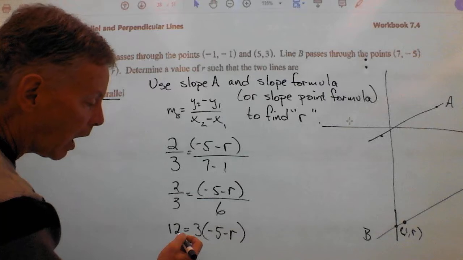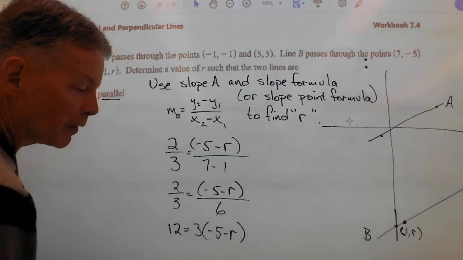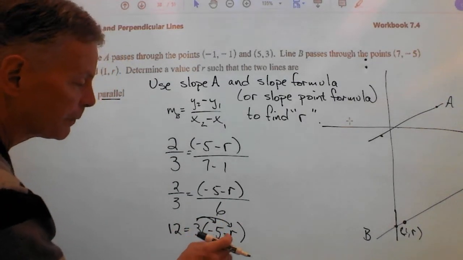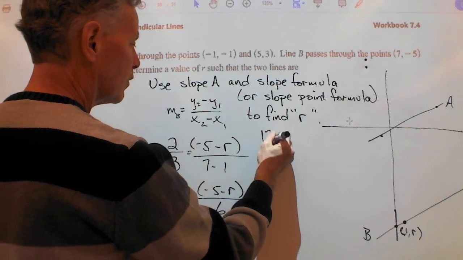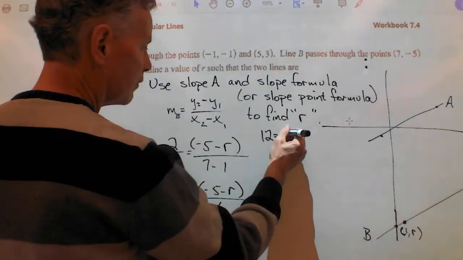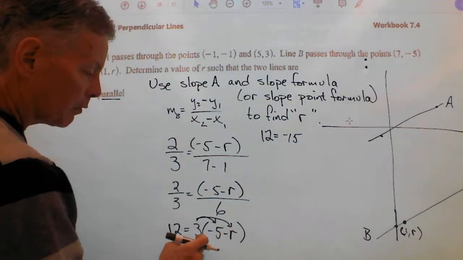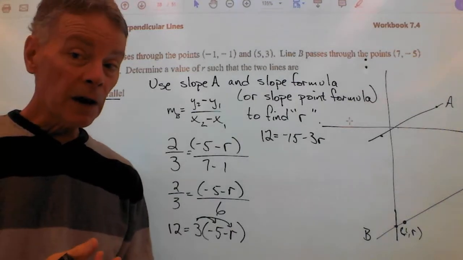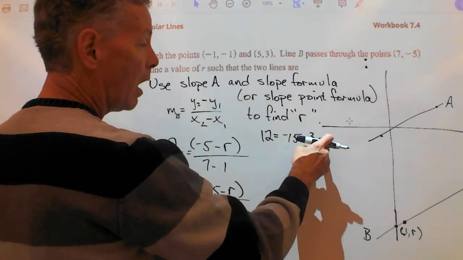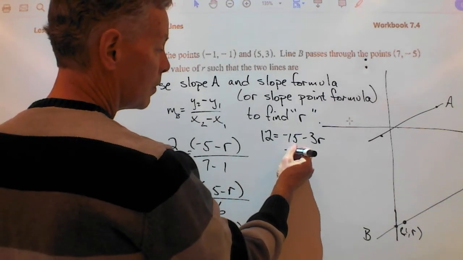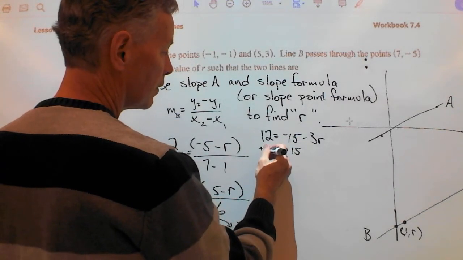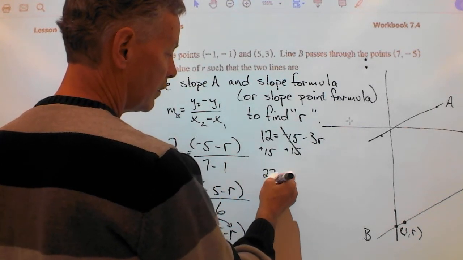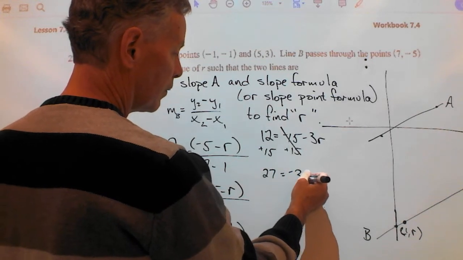So we need to simplify the right side before we can start rearranging the equation. We're going to distribute this 3 over everything inside, and that will give us 12 equals 3 times negative 5 is negative 15. 3 times minus r is minus 3r. See how things are kind of simplifying out a bit? Isolate r. Do the adding and subtracting stuff first. So we add 15 to both sides, cancels here, gives us 27 here, equals negative 3r.